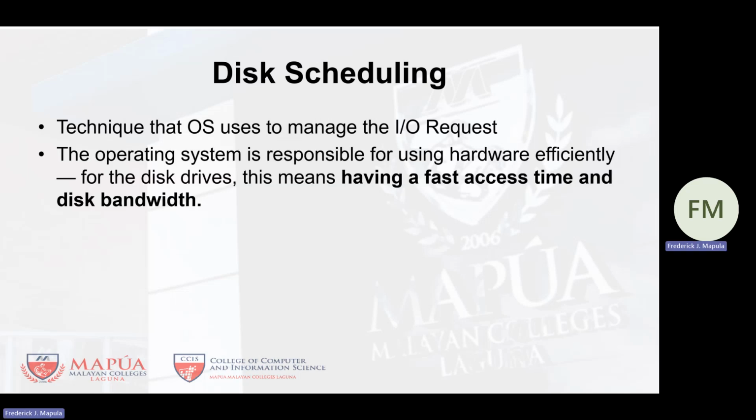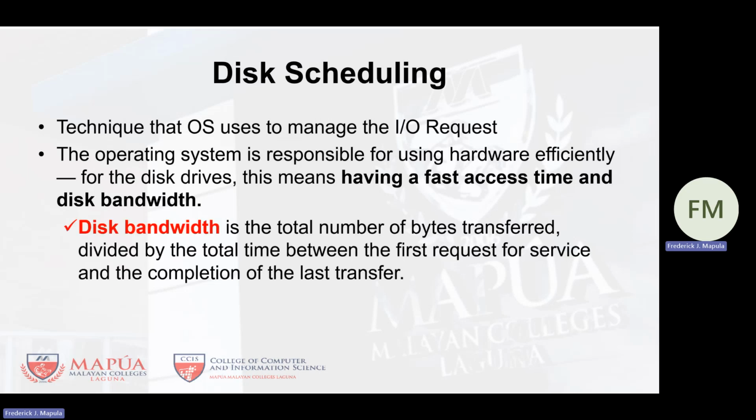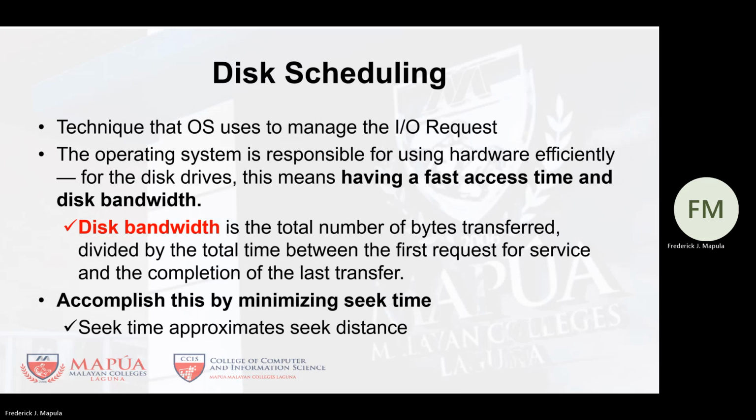Okay, and then the operating system is responsible for using hardware efficiently. For the disk drive, it means having a fast access time and disk bandwidth. The disk bandwidth is the total number of bytes transferred divided by the total time between the first request for service and the completion of the last transfer. And this is accomplished by minimizing the seek time. Okay, and seek time approximates seek distance.